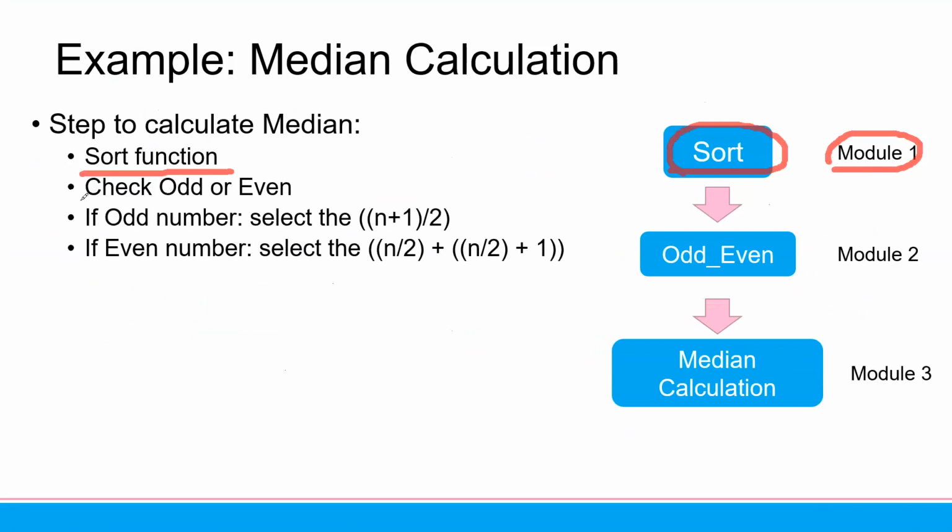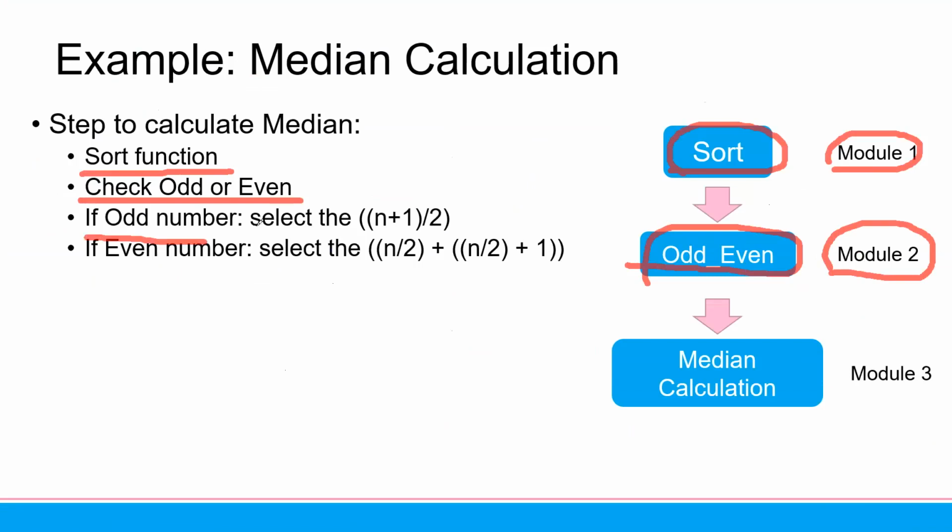And then we can check whether the length, or the number of elements in that list or tuple, is odd or even. So we can use the odd even as module number 2. Because last time we created the odd even.py, we can use that one as our module.